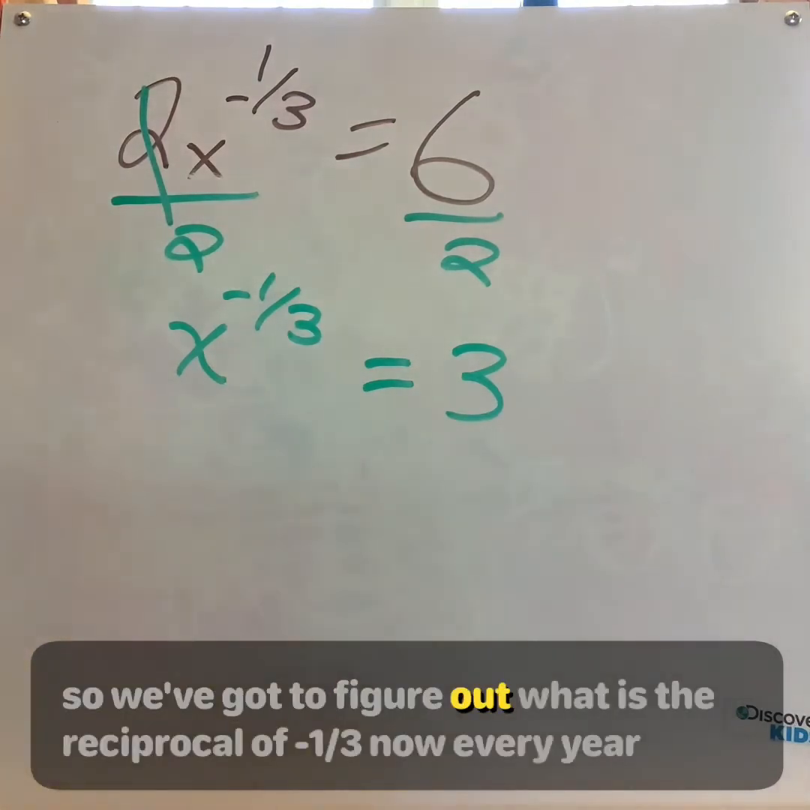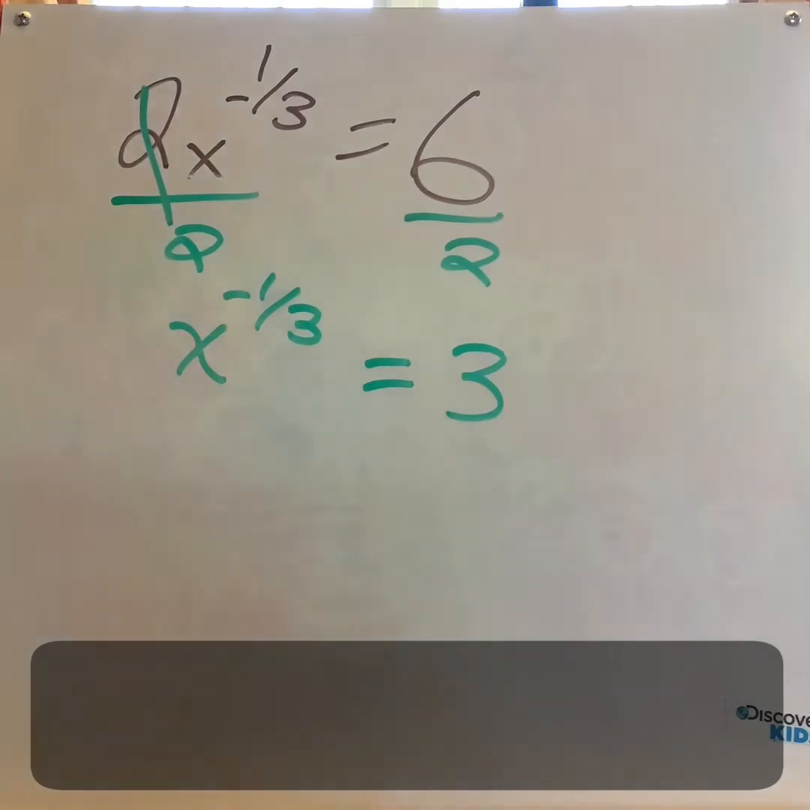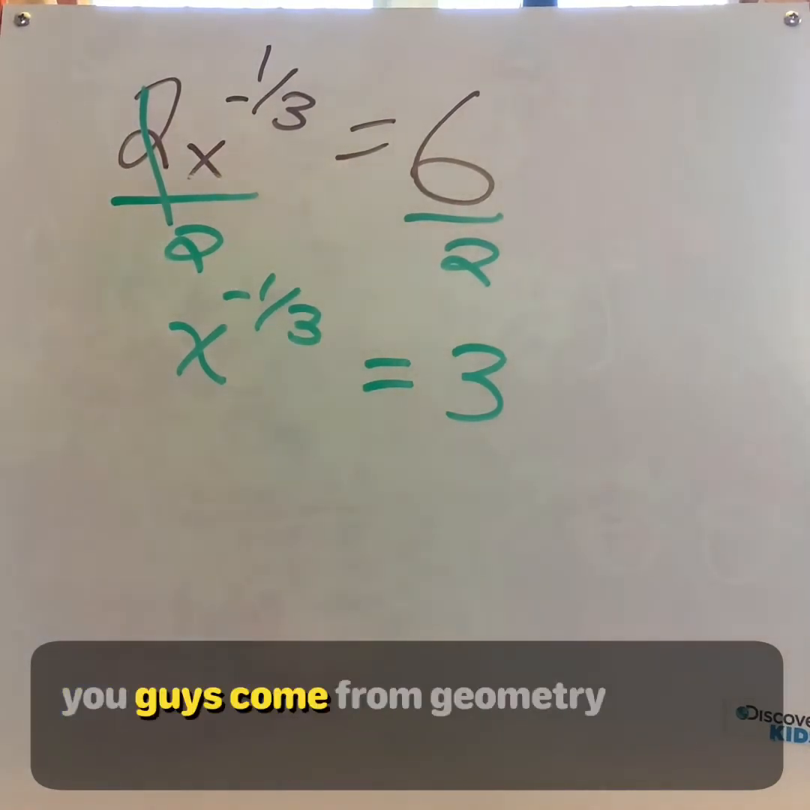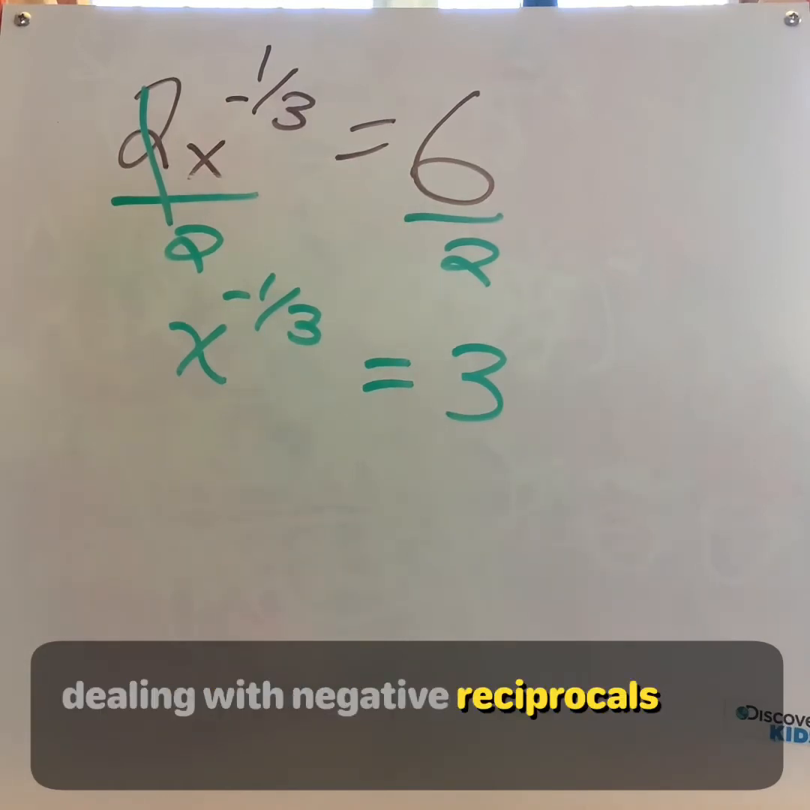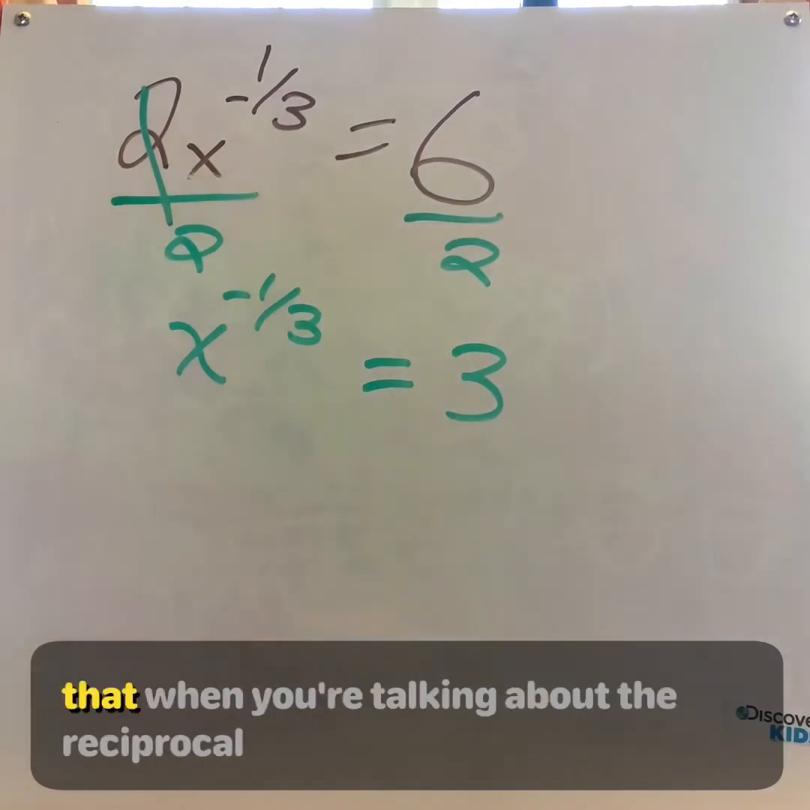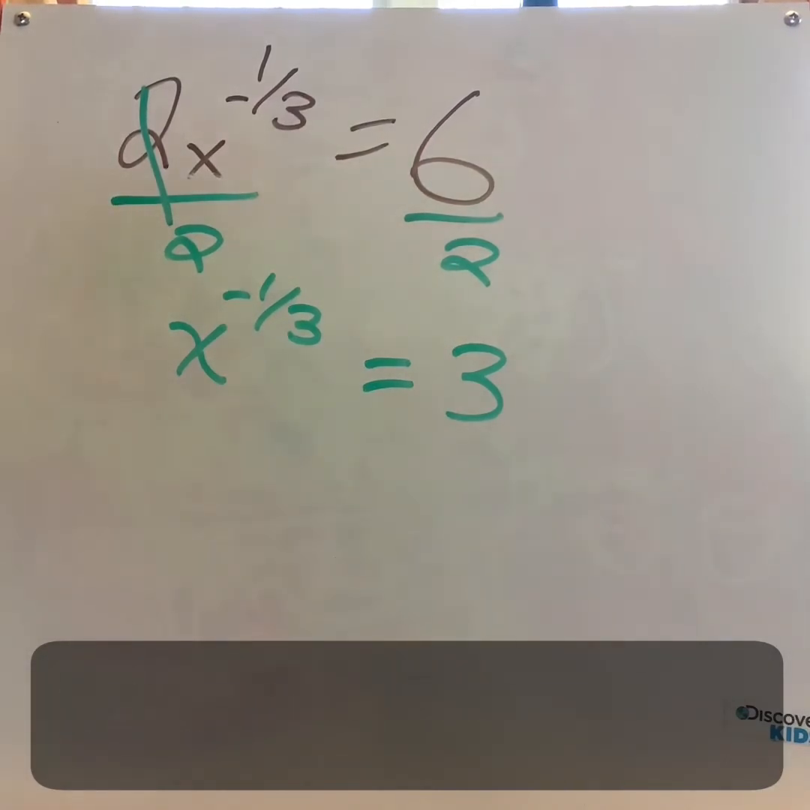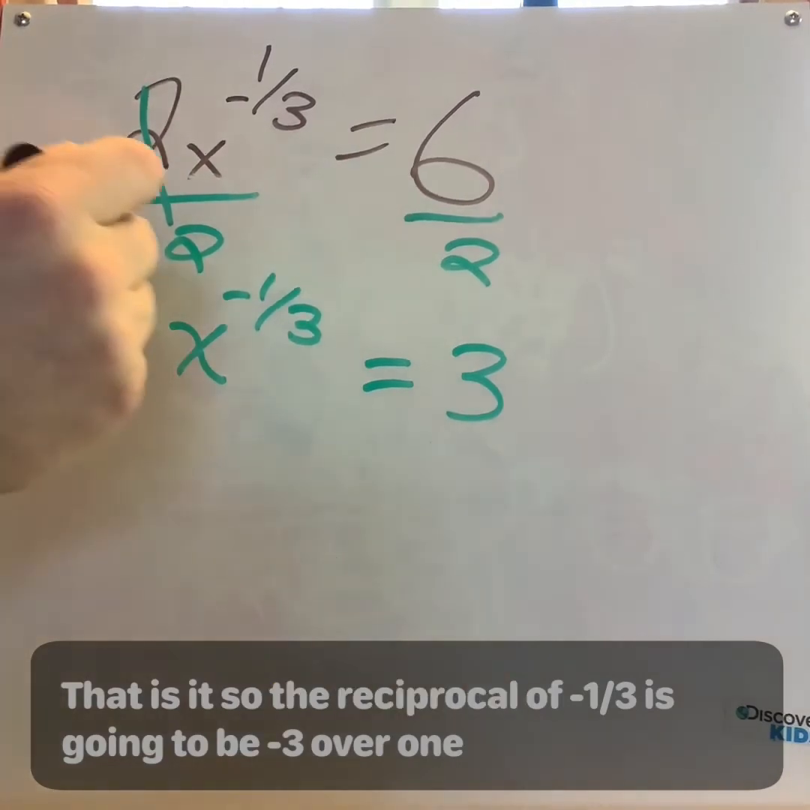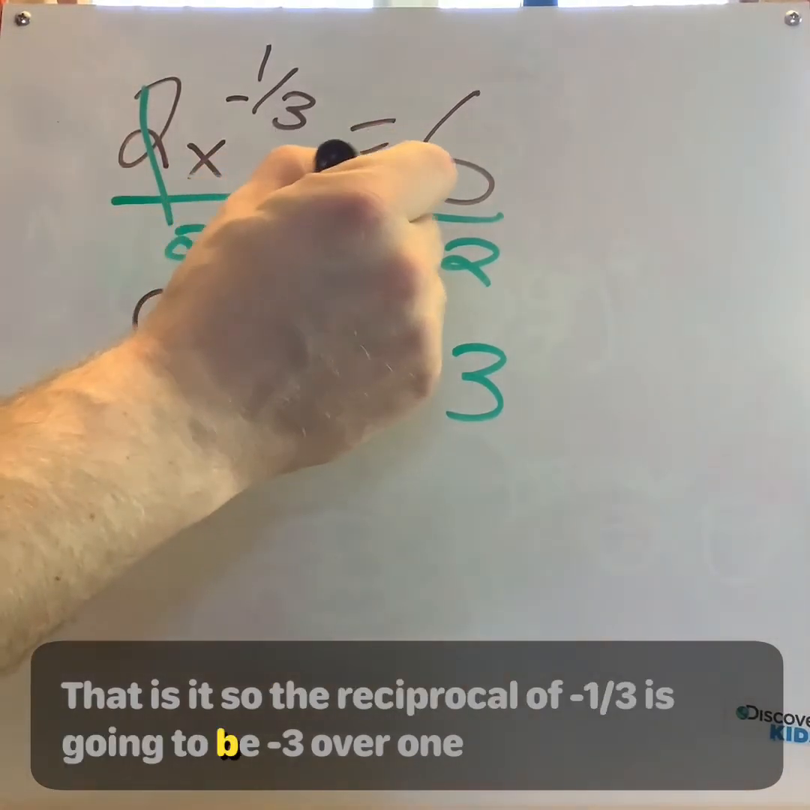So we've got to figure out what is the reciprocal of negative 1/3. Now every year, when I ask for the reciprocal of negative 1/3, I get positive 3 over 1, because you guys are coming from geometry where you're dealing with negative reciprocals when talking about slopes of perpendicular lines, but we don't have that. When you're talking about the reciprocal, keep the sign whatever it is and just flip the fraction upside down. That is it. So the reciprocal of negative 1/3 is going to be negative 3 over 1.